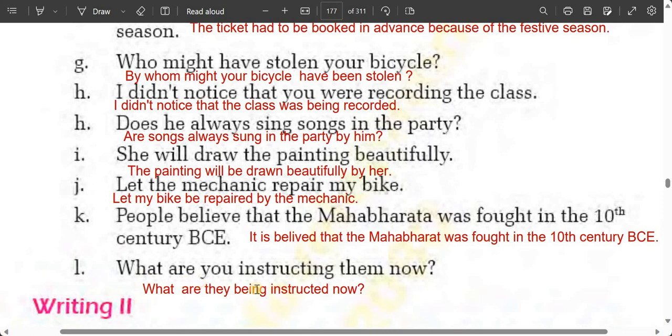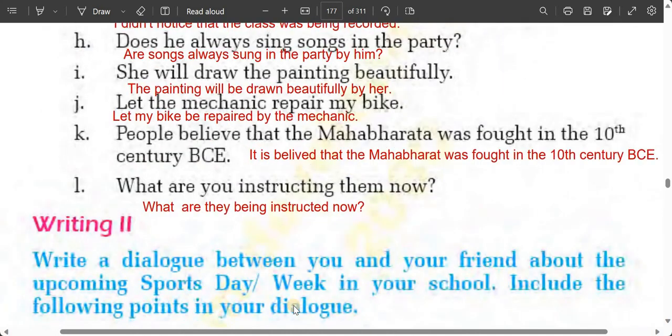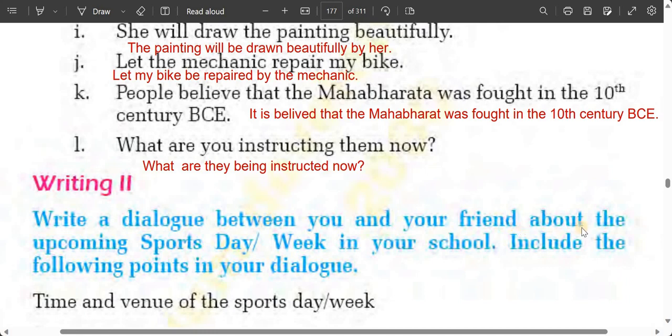And last one, what are you instructing them now? What are they being instructed now? What are they being here? These objects, so we have to write they here, and this is ing, so present continuous tense, so we should use being.